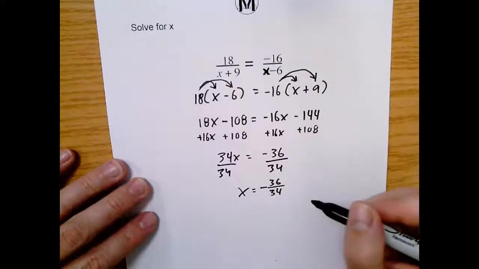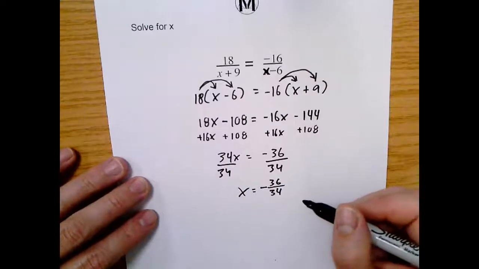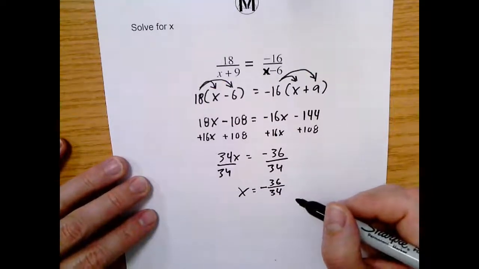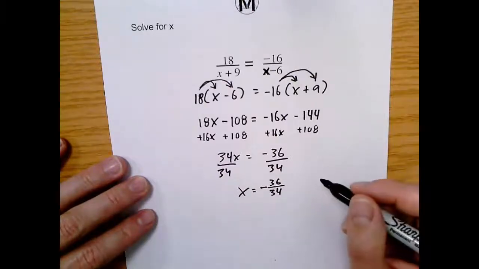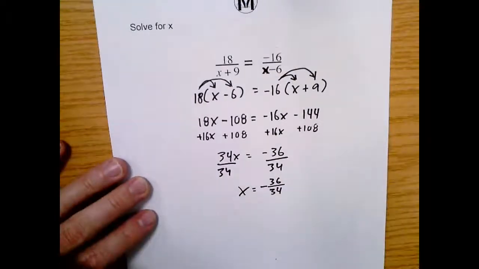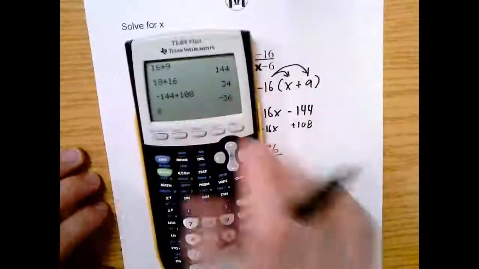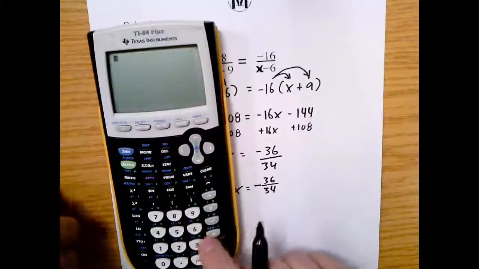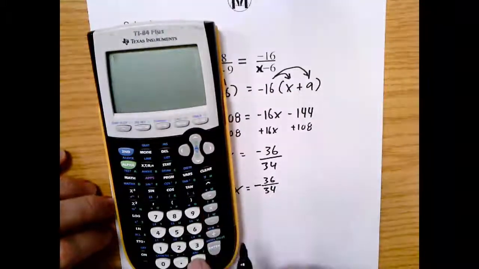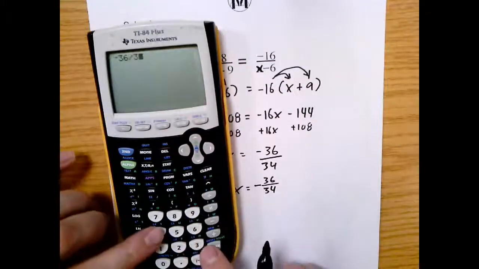And this can definitely be simplified. You can do this lots of ways. We can start trying to find common factors and divide them out, or you can actually use your calculator. This is something we can look at real quick. If you use your calculator here, and you do, let's just make it negative, negative 36 divided by 34.